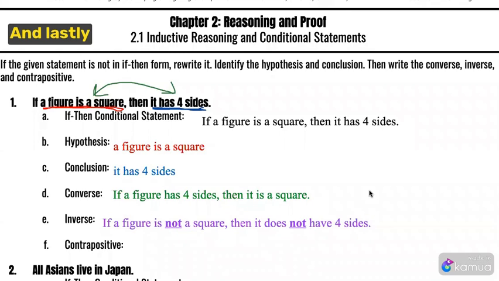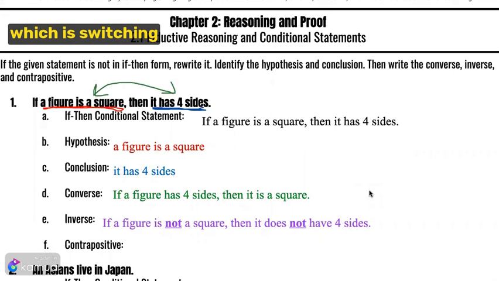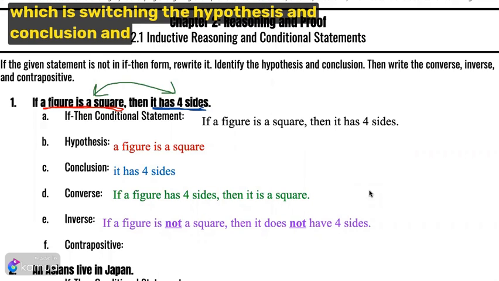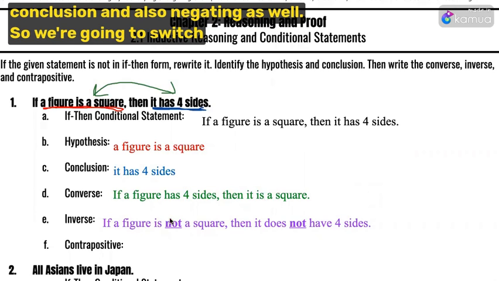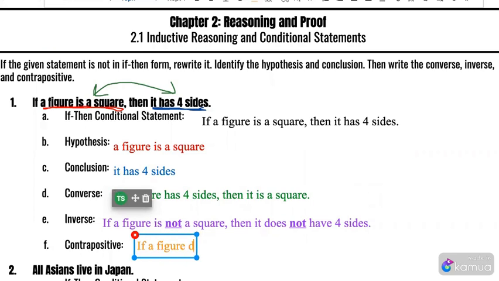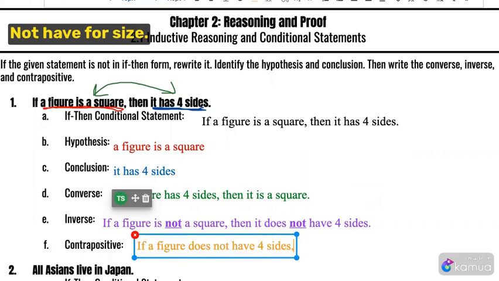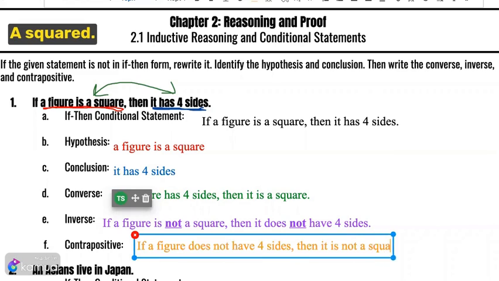And lastly, we want to do the contrapositive, which is switching the hypothesis and conclusion and also negating as well. So we're going to switch and negate, okay? So this would be, if a figure does not have 4 sides, then it is not a square.